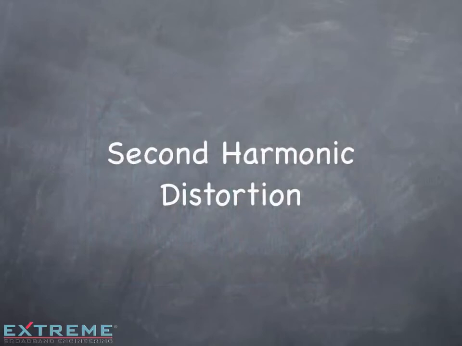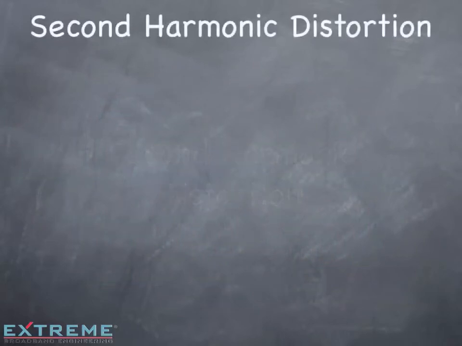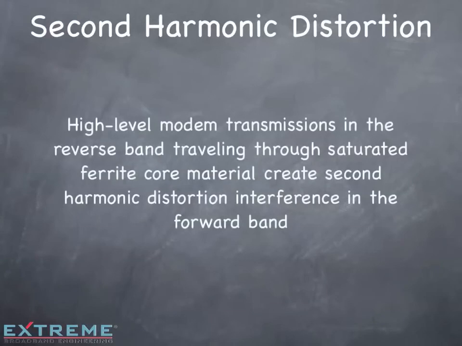Next, we'll look at second harmonic distortion. High-level modem transmissions in the reverse band traveling through saturated ferrite core material create second harmonic distortion interference in the forward band.